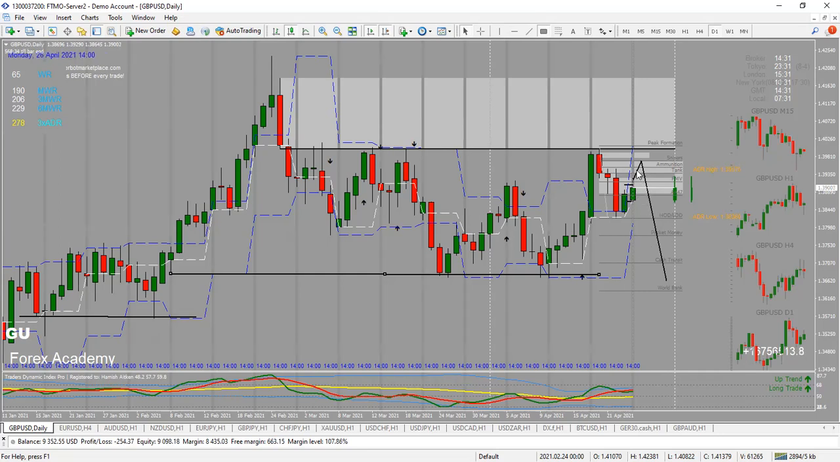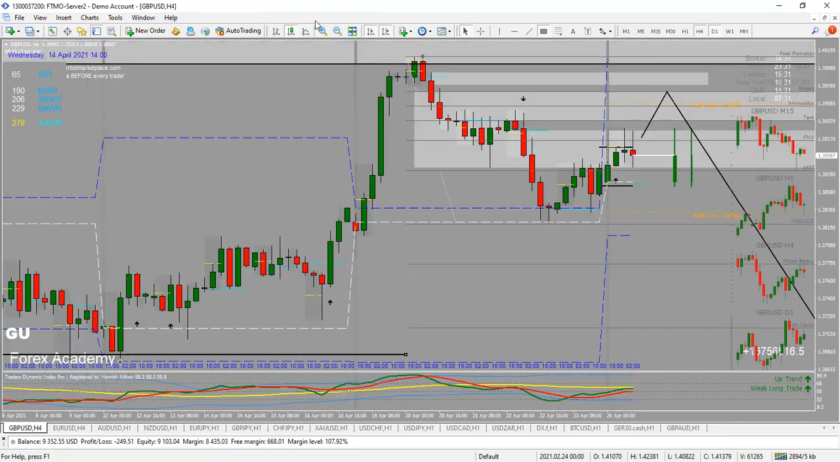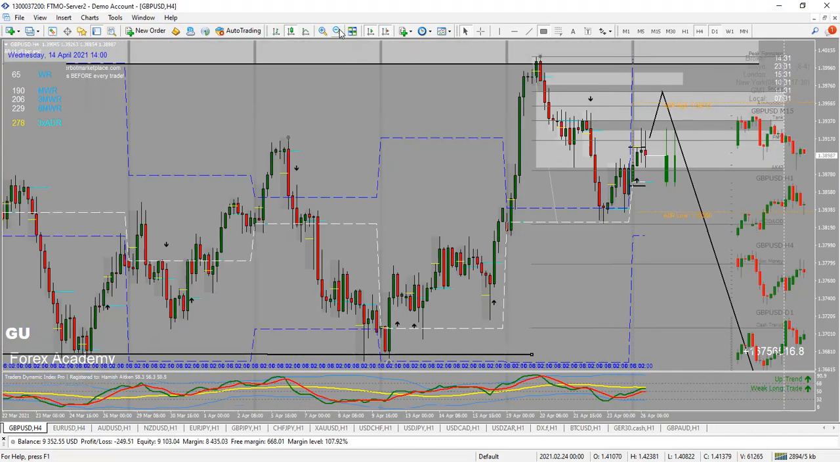And then if I had to put in my Fibo from this high to this low, I'll be expecting the market to take out these equal lows. This will be my final target for GBP USD. Let me zoom it out again.